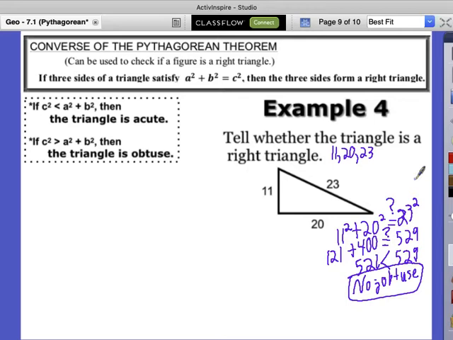If c squared is equal to a squared plus b squared, it's a right triangle. Now, if c squared got bigger, that means the opposite angle had to get bigger. Because c squared got bigger, that means c got bigger, because the bigger a number, the bigger the square of it. So if c got bigger, then the angle opposite got bigger than 90, so it's obtuse. If c squared got smaller, so it's smaller than a squared plus b squared, then c got smaller, because the smaller the number, the smaller the square. So the opposite angle got smaller than 90, so it's acute.